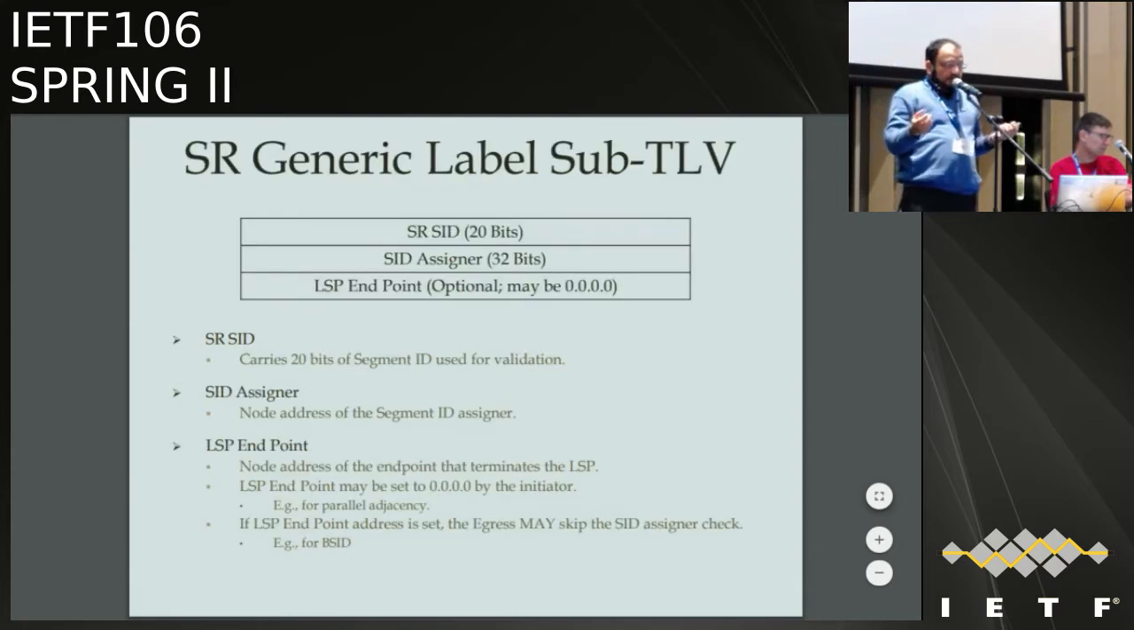So we included that as well. The generic FEC, the label FEC, is nothing but the SR SID and who has assigned it, and optionally adding the endpoint address. The SID is the 20-bit label, and the assigner is the node ID of the node that has assigned it. The LSP endpoint may be set to 0 when the initiator doesn't know who the endpoint would be, but may be set to the endpoint, let's say for a binding SID. If the ping is for the binding SID, then the endpoint is known. However, if the ping is to a parallel adjacency, then the endpoint is not known. So depending on the circumstances, the endpoint is optional.